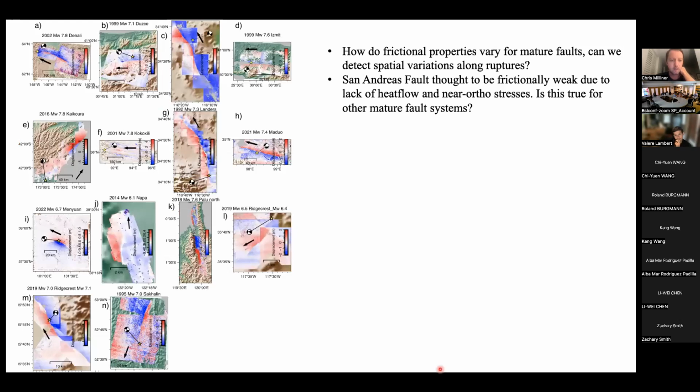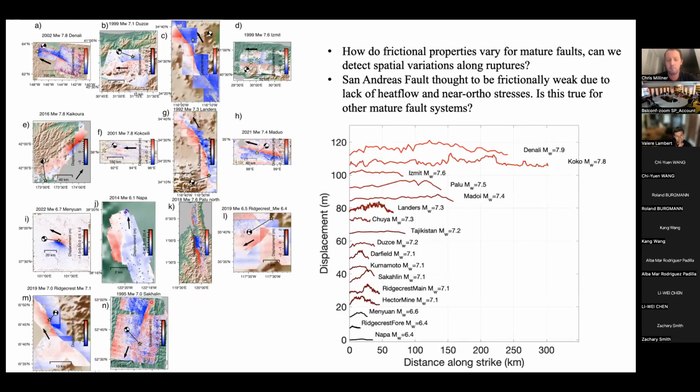So just quickly on the last slide here, we looked at the Ridgecrest earthquake, which is a pretty immature fault system. We have data sets for 14 other events here. I think I have 16 in total now. And so one thing we can look at is how we apply this method to other more mature fault systems. So we have slip profiles for Denali, Kokoxili, and Izmit, which are pretty mature fault systems.